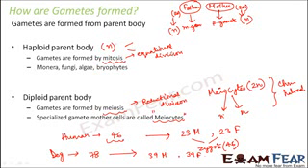Whereas on the other hand, if you are talking about a diploid parent body where you want to reduce the chromosome number to half, then obviously you have to opt for meiosis, and that is how the gametes are formed inside the body. Examples of diploid parent bodies are pteridophytes, gymnosperms, angiosperms and all animals.